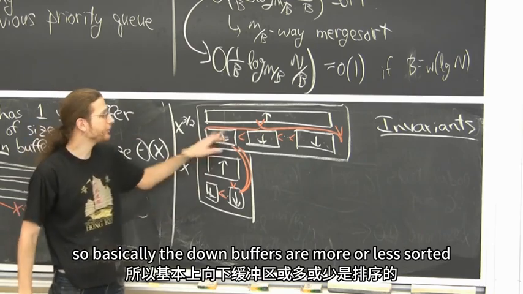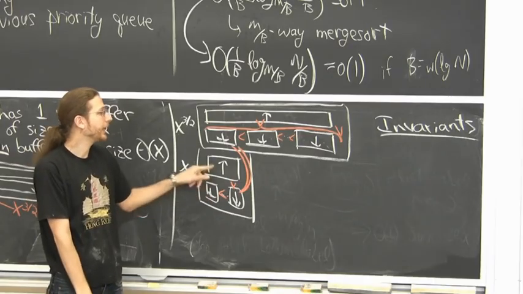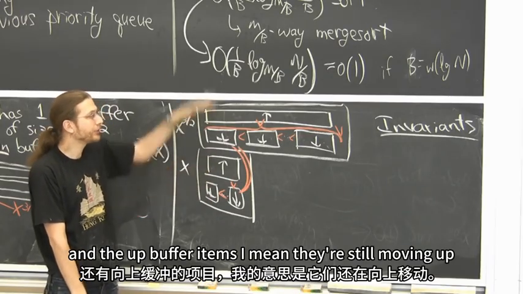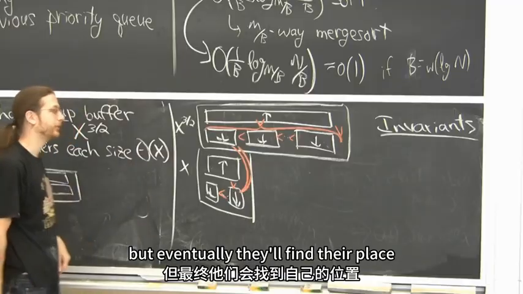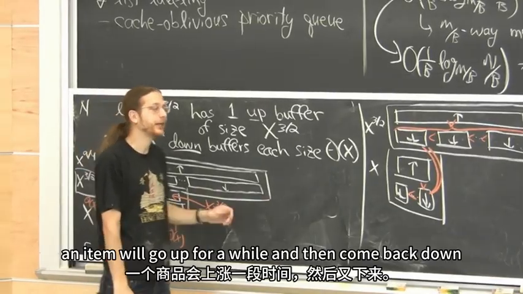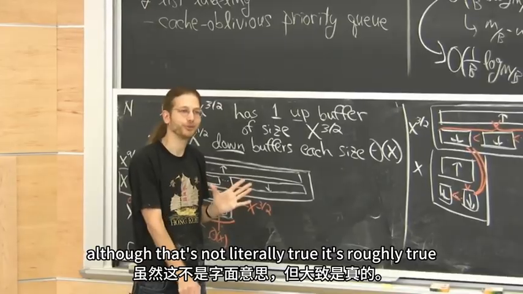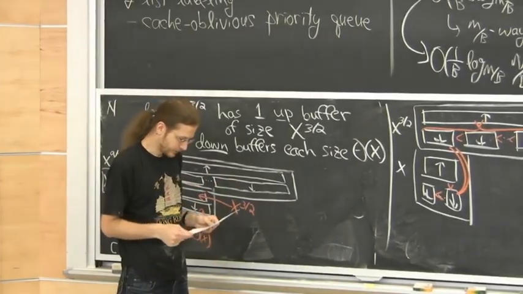So basically the down buffers are more or less sorted, and so the mins are going to be down at the bottom. And the up buffer items, they're still moving up. We don't know where they belong yet, but eventually they'll find their place and start trickling down. Roughly speaking, an item will go up for a while and then come back down, although that's not literally true, it's roughly true.